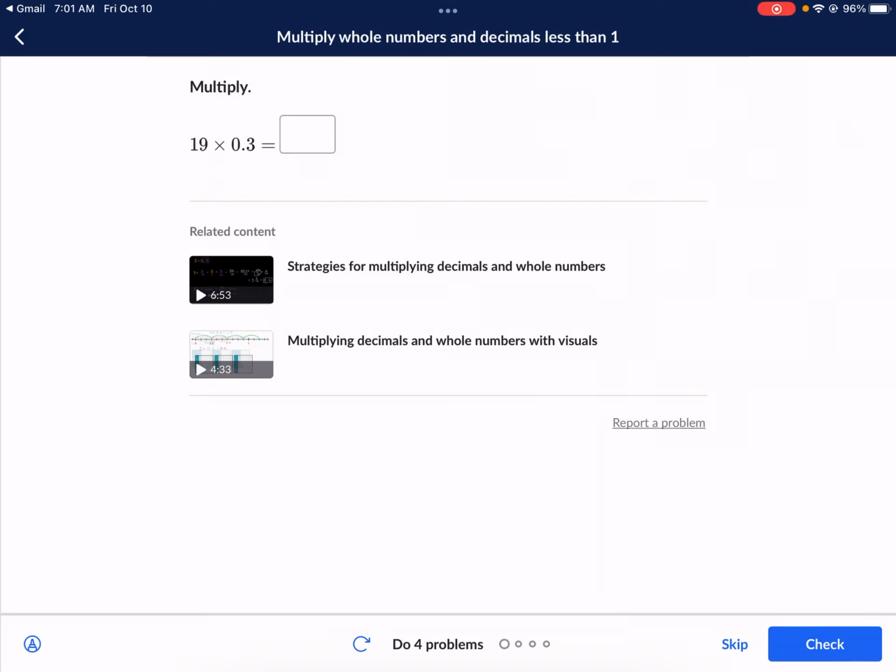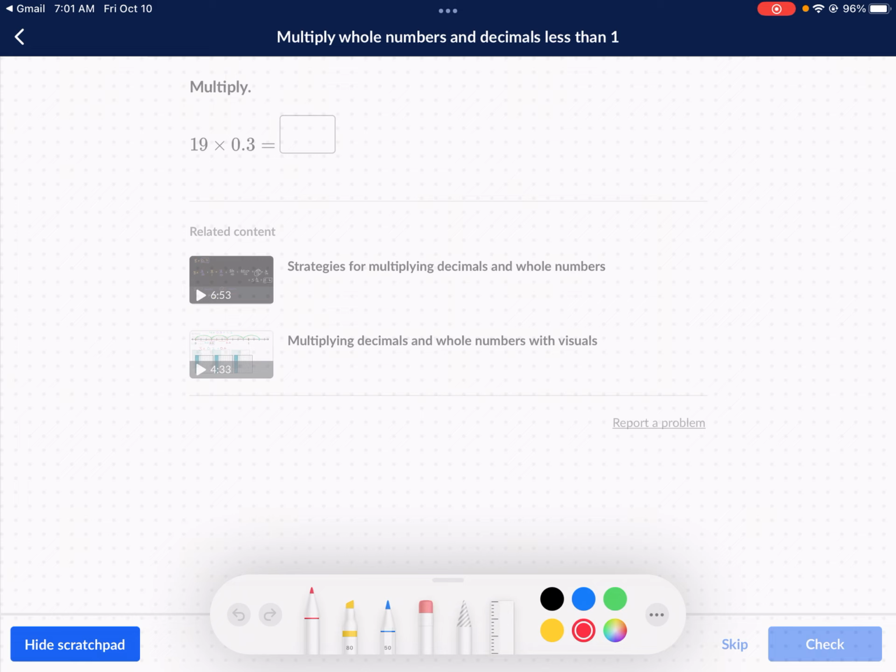Hi, this is Mr. West, and today we're doing a Khan Academy tutorial on multiplying whole numbers and decimals less than 1. All you need to know for this Khan Academy is how to multiply using the standard algorithm.